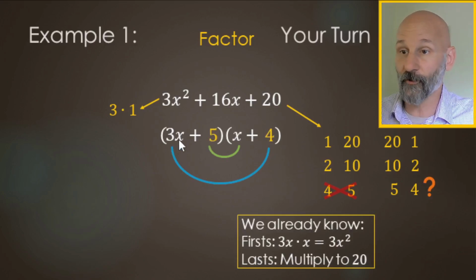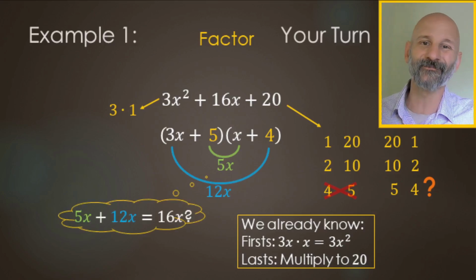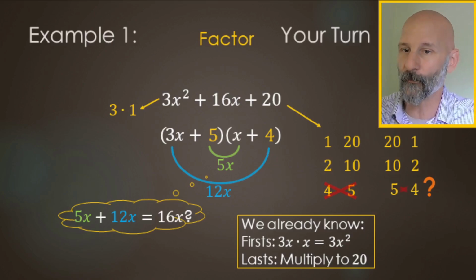So we already know firsts are good and lasts are good, so we're just checking inners and outers. 3x times 4 is 12x. 5 times x is 5x. 12x and 5x, does that make 16x? We're close. 17, but no. Okay, so 5 and 4, not the answer.